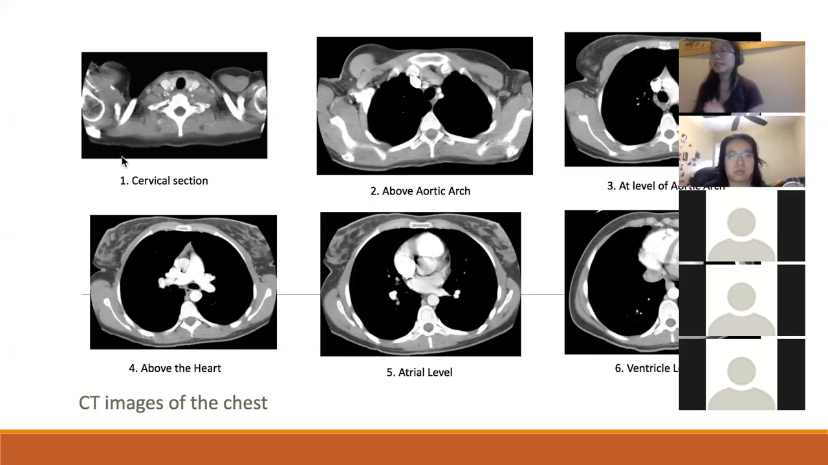So the way that I like to separate the different structures in the iBook is like so. There's one pretty clear cervical or neck area where you can see the thyroid and the clavicles. There's one section above the aortic arch. There's one that's at the level of the aortic arch. There's one that's right above the heart, and we can identify it with the pulmonary arteries. Then there's one at the atrial level. And the last section that we'll look at is going to be at the ventricle level. We're going to look at these all in more detail.